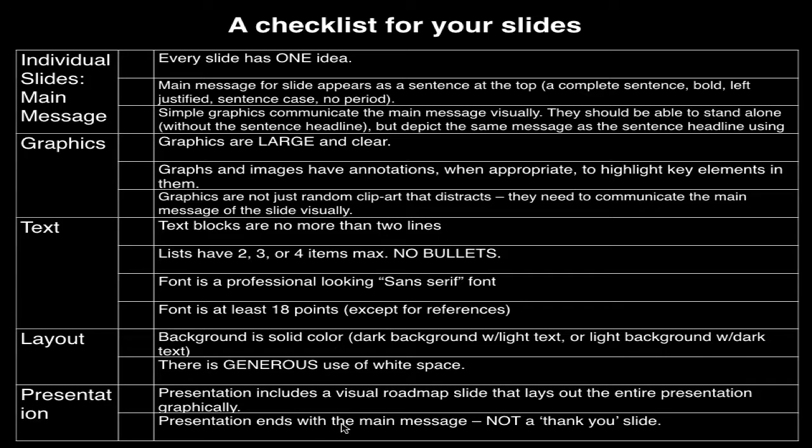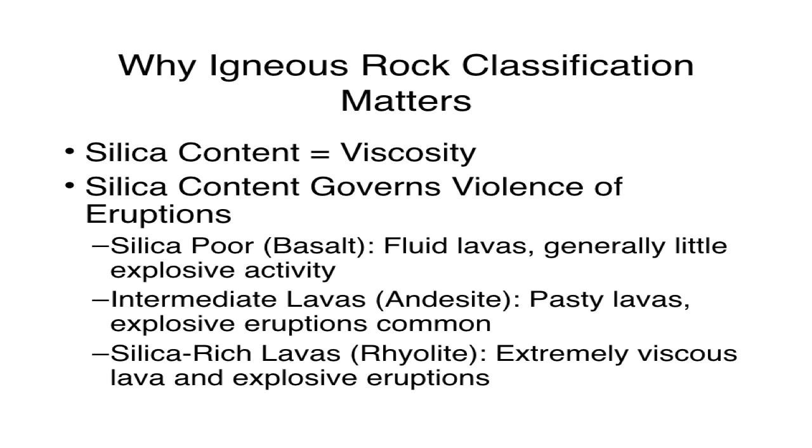So we're going to try this out on a couple of different slides, just like we've done in class. So here's the first one. We start off with a really interesting question up at the top, but if you look at all these words down below and you actually read them all, you see that the question's not actually answered. There's some really important details, but the message gets lost here. What this author is really trying to convey is that silica content governs the violence of eruptions.